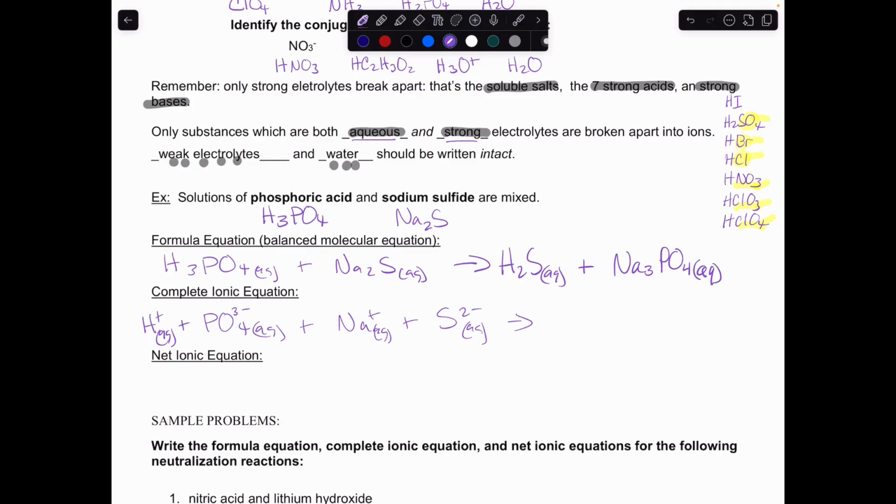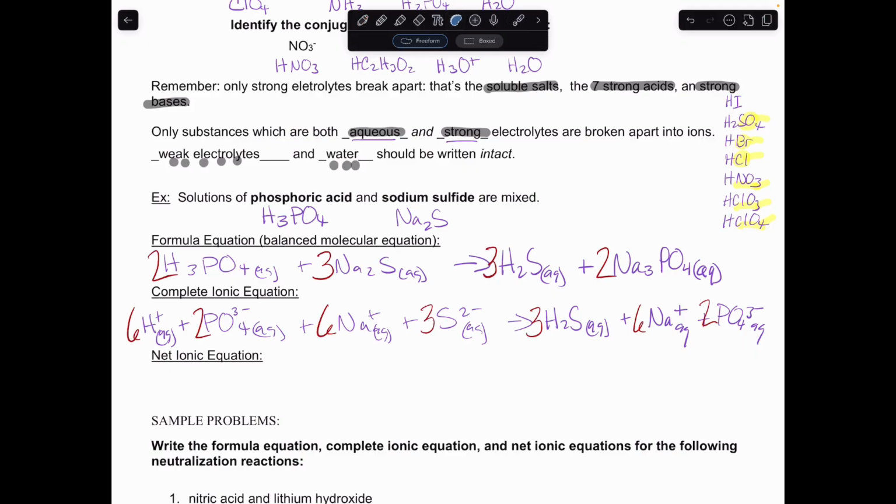Let's move down and write the complete ionic equation. So the first 2 reactants have been written as dissociated in the solution. I wrote the ions out. And then the products, remember I'll keep H2S together because in order to separate it, it would have to be both aqueous and strong. This is only aqueous, it is not strong. And then I'll separate, now balance these, so let me go back and do.